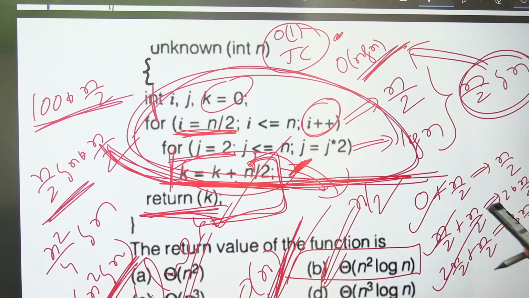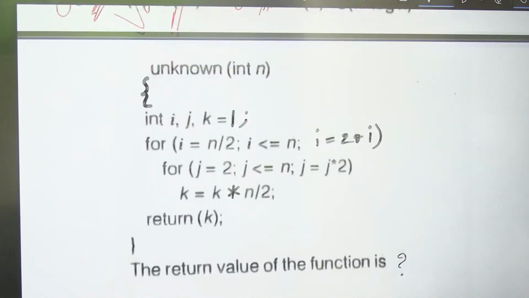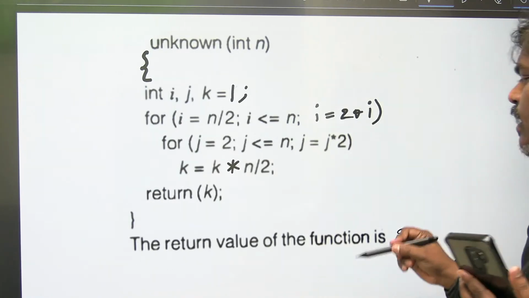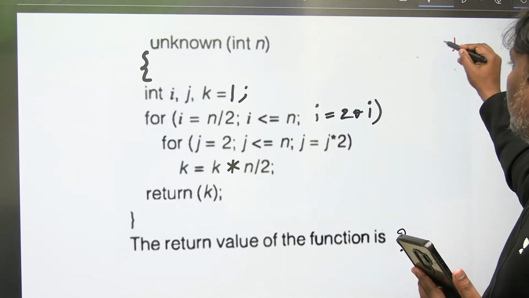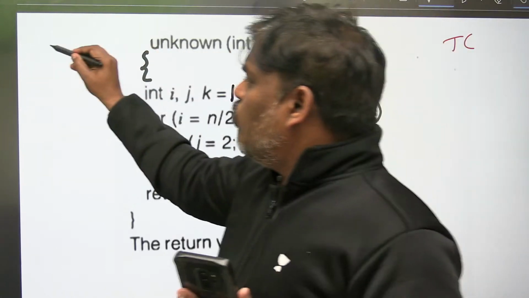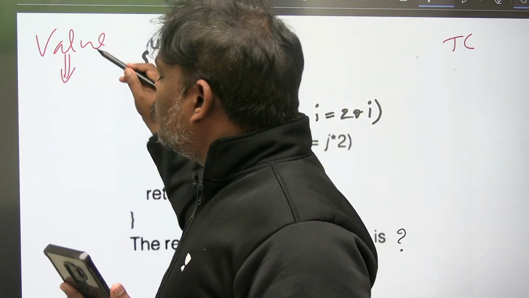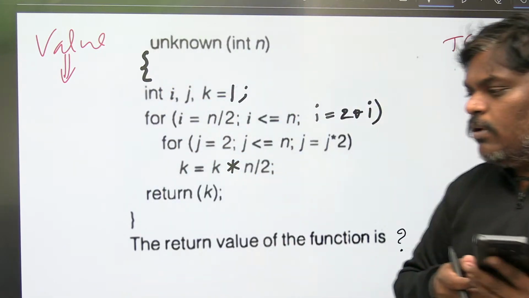Right, perfect. Let's go to next. I think it is very dangerous. Please take care. I want time complexity and I want value also. Both I want. Can you try this? Can you check once?